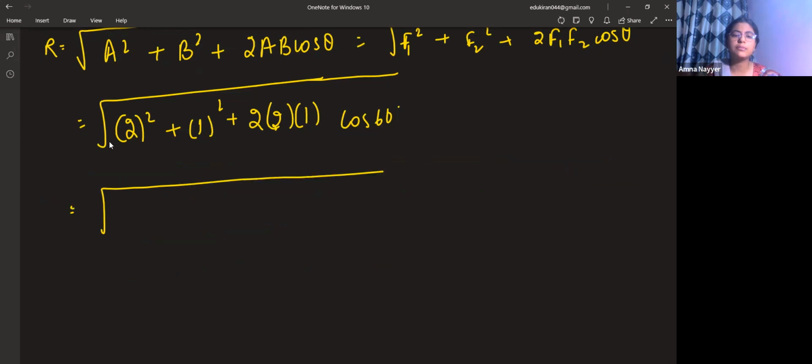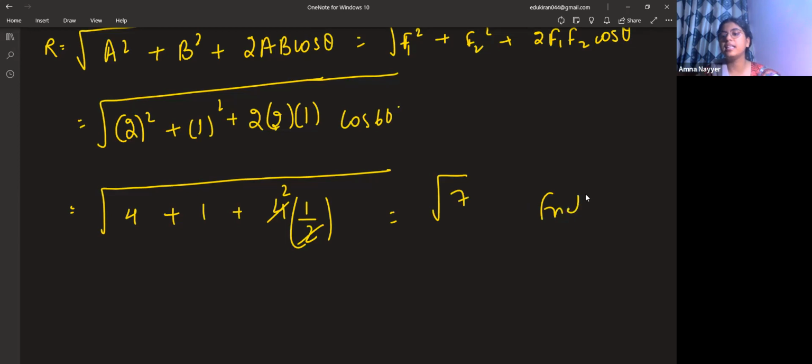So 2 square becomes 4, plus 1 square becomes 1, plus 2 into 2 is 4, and cos 60 degrees is half, so that also becomes 2. So 4, 5, 7, root 7. So F net, the magnitude of the force, is root 7. This is just the magnitude of the resultant. This is how we calculate.